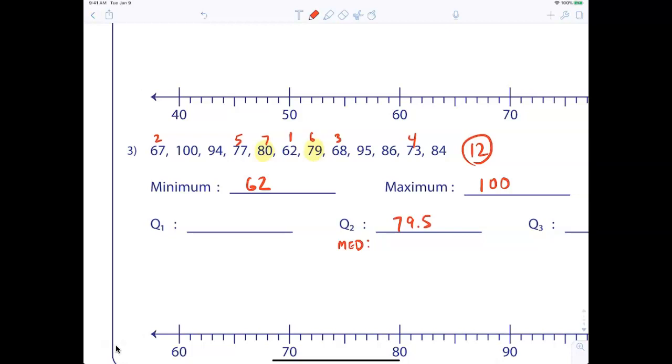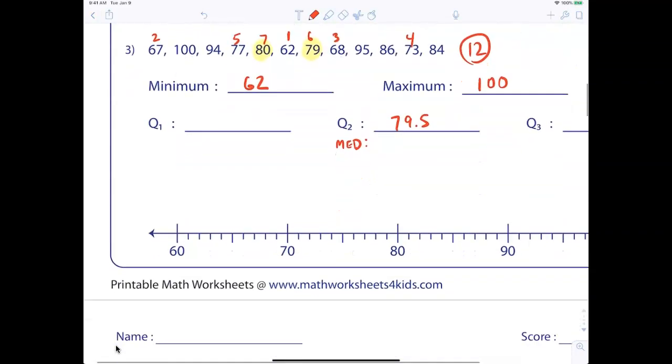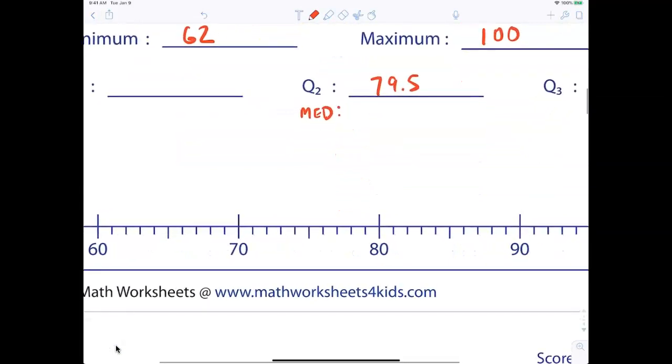Okay, so now we split the points right in the middle, right? And now let's go find 79.5. So here's where I like to draw 79.5. Does everybody see that? I like using the number line, so I'm going to use the number line, it's just easier for me to see. And above that, I like to write that, of course, is my median.